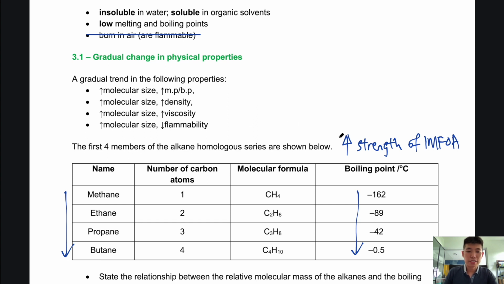Viscosity is also related to the strength of intermolecular forces of attraction. When the molecules attract one another more strongly, they become more viscous as they resist the tendency to flow. Going down the series, as the number of carbon atoms increase, the flammability would decrease. So this is the only trend that is opposite from molecular size. Why is that so? It's because when we have more carbon, we need more oxygen for complete combustion, and therefore, when molecules become bigger, they become less flammable.